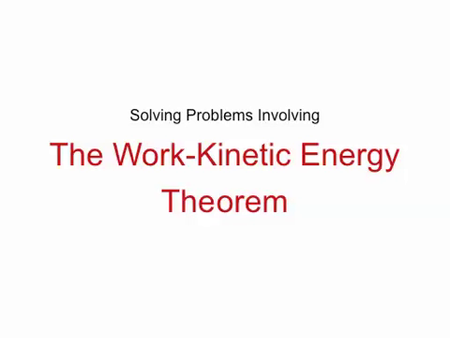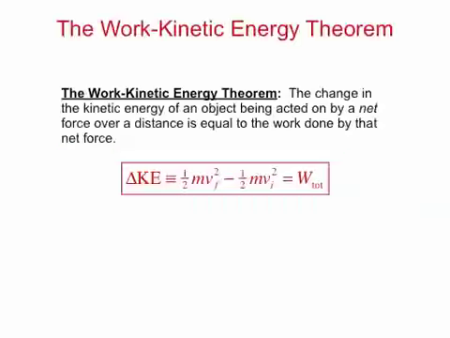In this mini-lesson, we work through an example showing how to use the Work-Kinetic Energy Theorem to solve problems. First, however, let's briefly review the Work-Kinetic Energy Theorem. It says that the change in the kinetic energy of an object being acted on by a net force over a distance is equal to the work done by that net force. Or in equation form, 1/2 m v final squared minus 1/2 m v initial squared is equal to the total work.